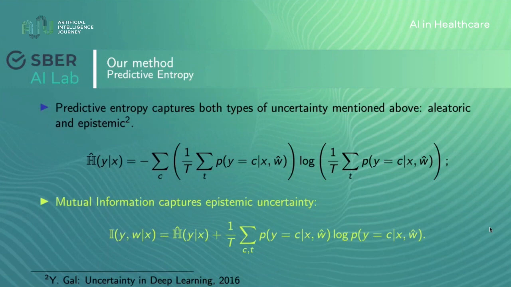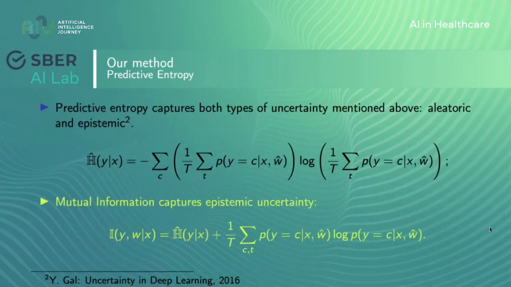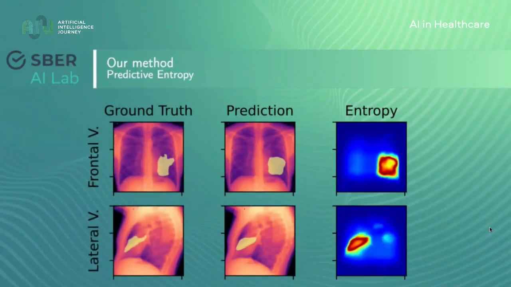From information theory, we know that both types of uncertainties can be calculated as entropy. For prediction, we have general information; mutual information is in charge of epistemic uncertainty, but the last one is not used in our work.